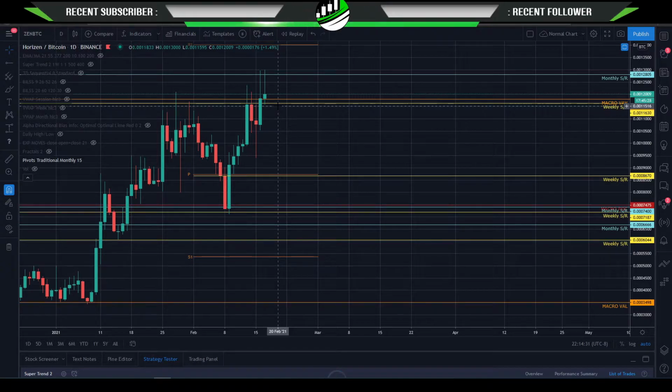I mean, you could see it come back all the way down to this weekly level, or even all the way back down to the macro point of control and retest that again. It wouldn't be anything out of the ordinary. But as far as it looks now, Zen looks really good.